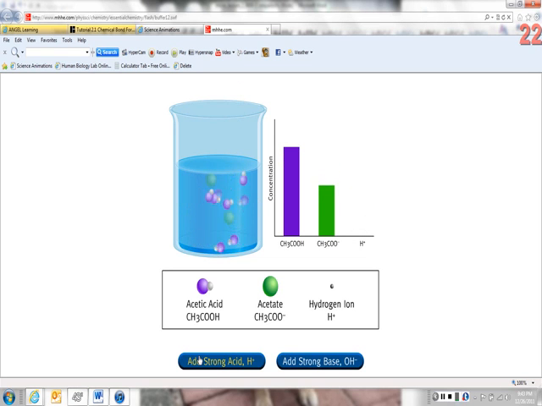The strong acid H+ reacts with the base component of the buffer acetate, CH3COO-, reducing the acid component of the buffer acetic acid, CH3COOH. The buffer has resisted a change in pH by removing strong acid H+ from the solution.